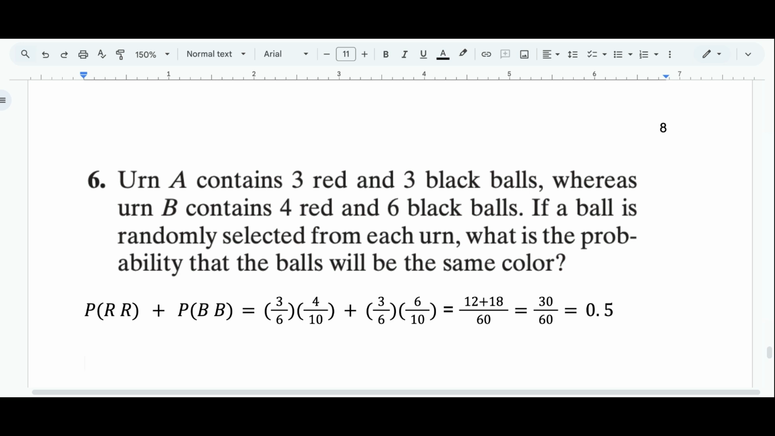of 60. Now, the other way to get the same color is to get both of them black, which in urn A is also 3 out of 6. In urn B, it's 6 out of 10. Multiplying that out, we actually have a nice common denominator of 60. 3 times 4 is 12. 3 times 6 is 18. Totals 30 out of 60, which ends up being 1/2.